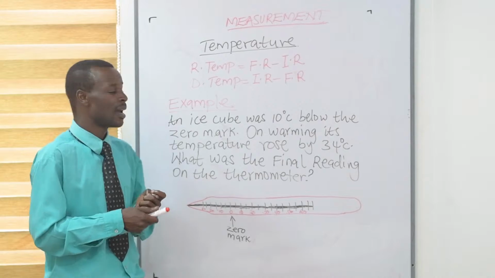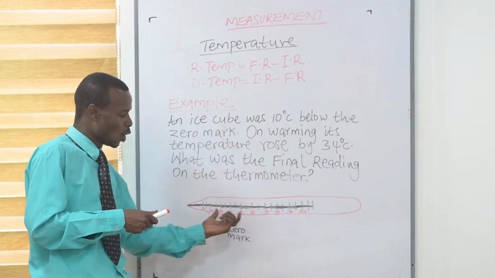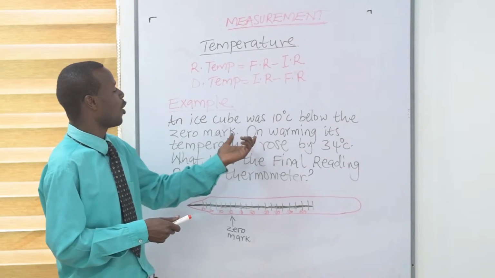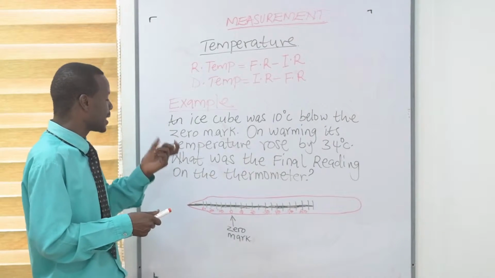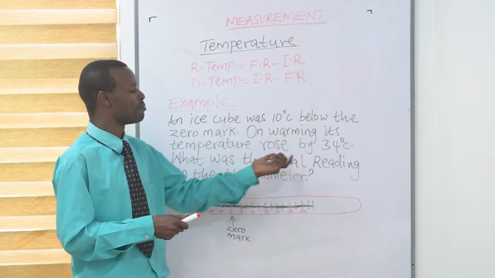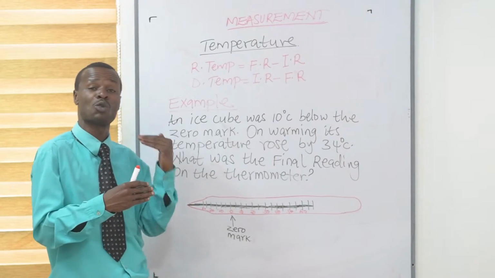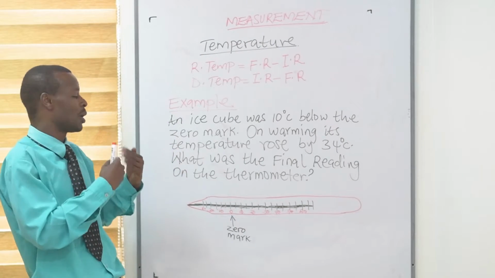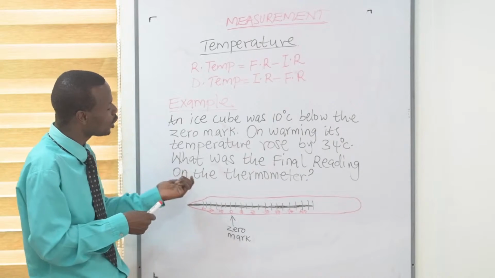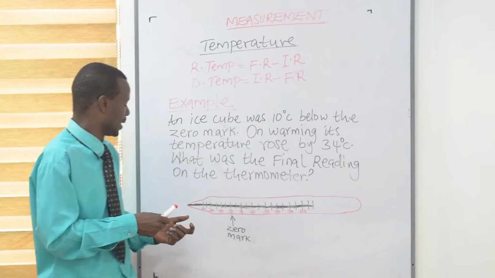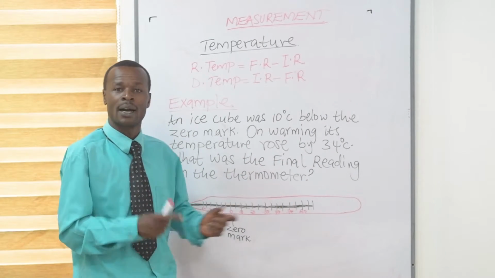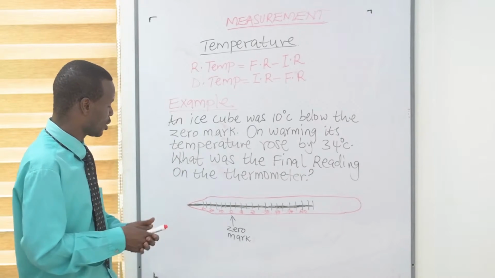10 degrees below the zero mark on a thermometer. On warming it, its temperature rose by 34. It rose by 34, and remember it was 10 degrees below the zero mark. Now, what was the final reading on the thermometer of that ice? This is what we do.